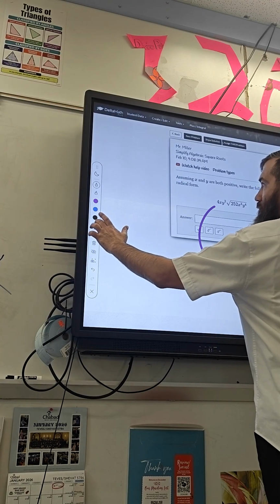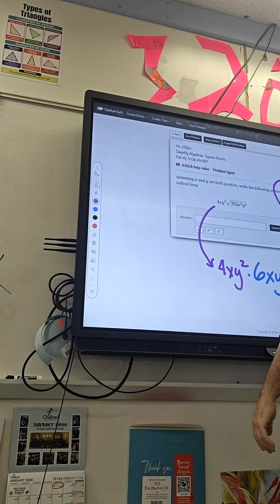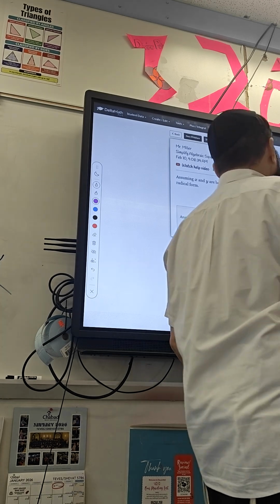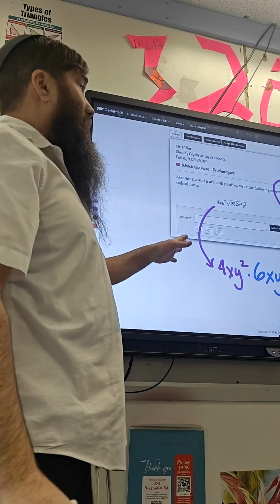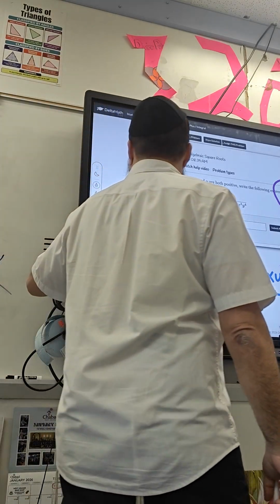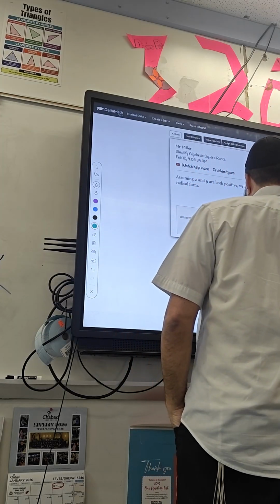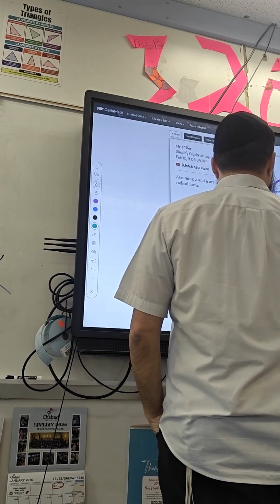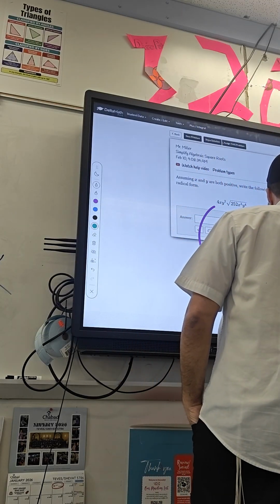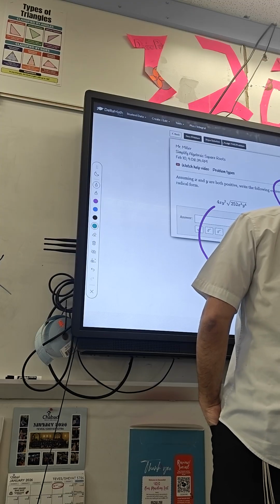This and this are left behind. Square root of 7x. Now notice, I'm not done. I've got to combine on the outside these like terms. So 4 times 6 is 24. X times x is x squared. Y squared times y squared is y to the 4th. And it's the 7x radical that is left. And that's it.